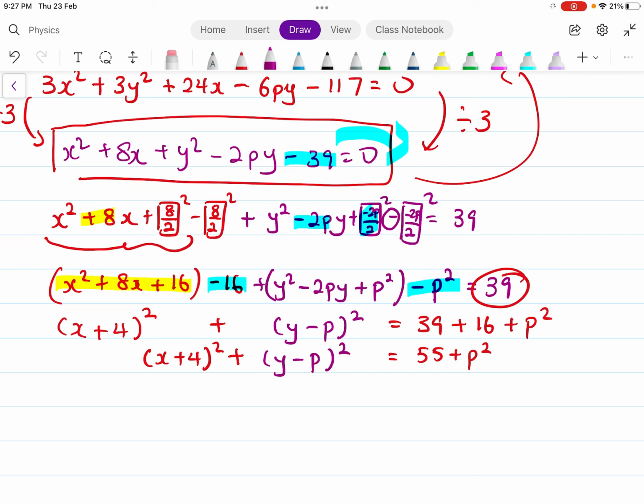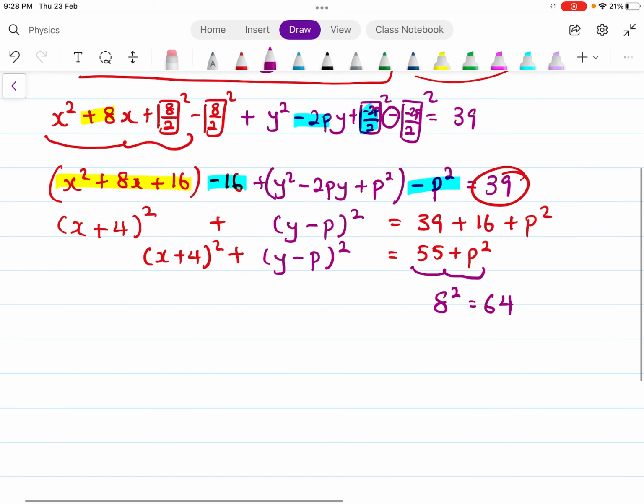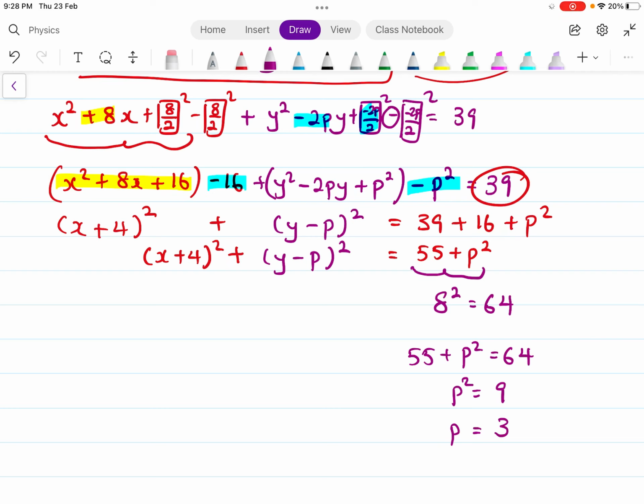Now we are given some information. They say that the radius of the circle is 8. So the right hand side is r squared, which is 8 squared, equal to 64. Can I find p? Definitely can. You just put 55 plus p squared equal to 64. Solve for p first: p squared equal to 64 minus 55, which is positive 9. So p is equal to square root of 9, which can be plus or minus 3. But they say p is positive, so I just put positive 3. That is how you solve for p.